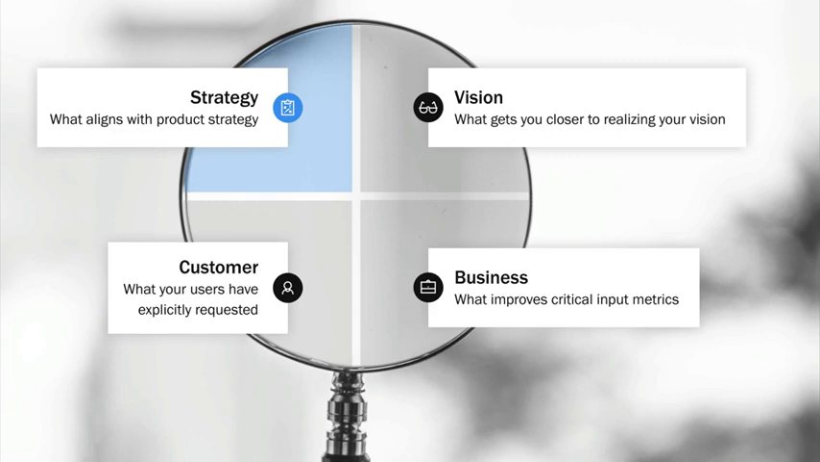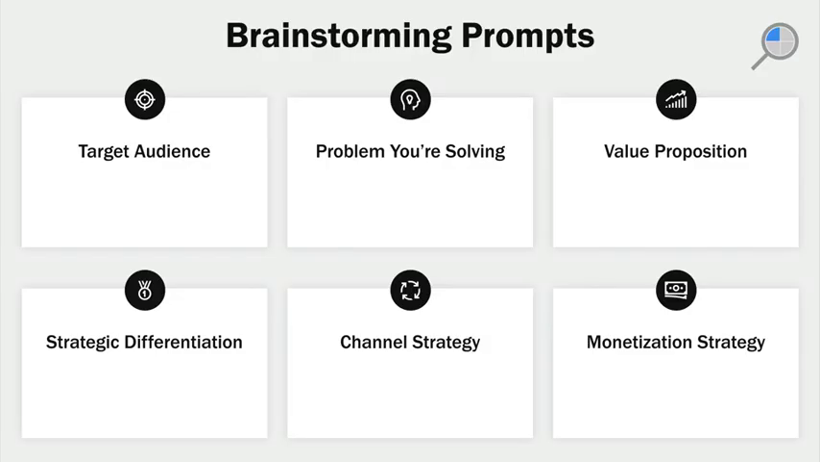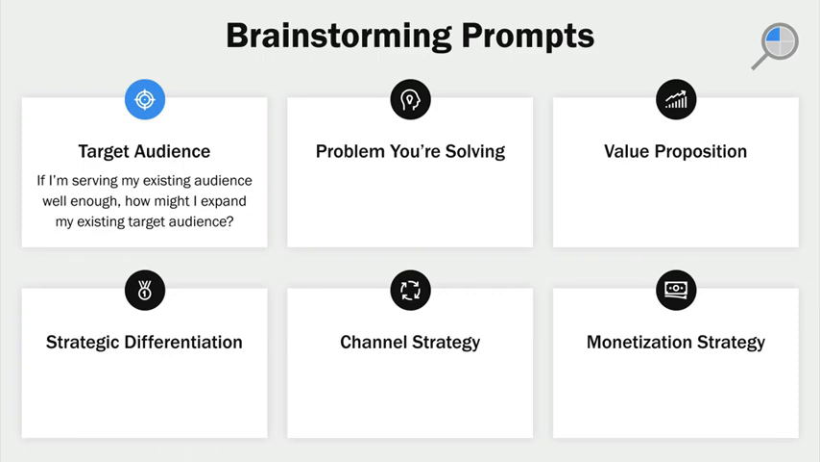Recall that this lens is focused on moving your target KPI by furthering your product along its strategic dimensions. To get your brainstorming started, consider the following 5 prompts, each roughly correlating to a dimension of product strategy from your product strategy map. For target audience, ask yourself, if I'm serving my existing audience well enough, how might I expand my existing target audience?